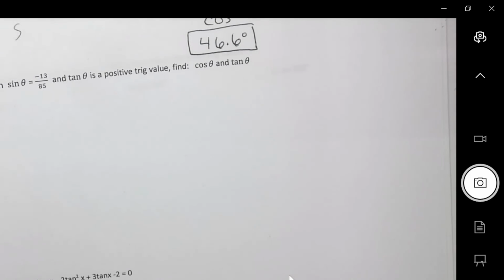Okay, then we'll go back. So that concludes the trig first unit, by the way. That was the trig first unit stuff.